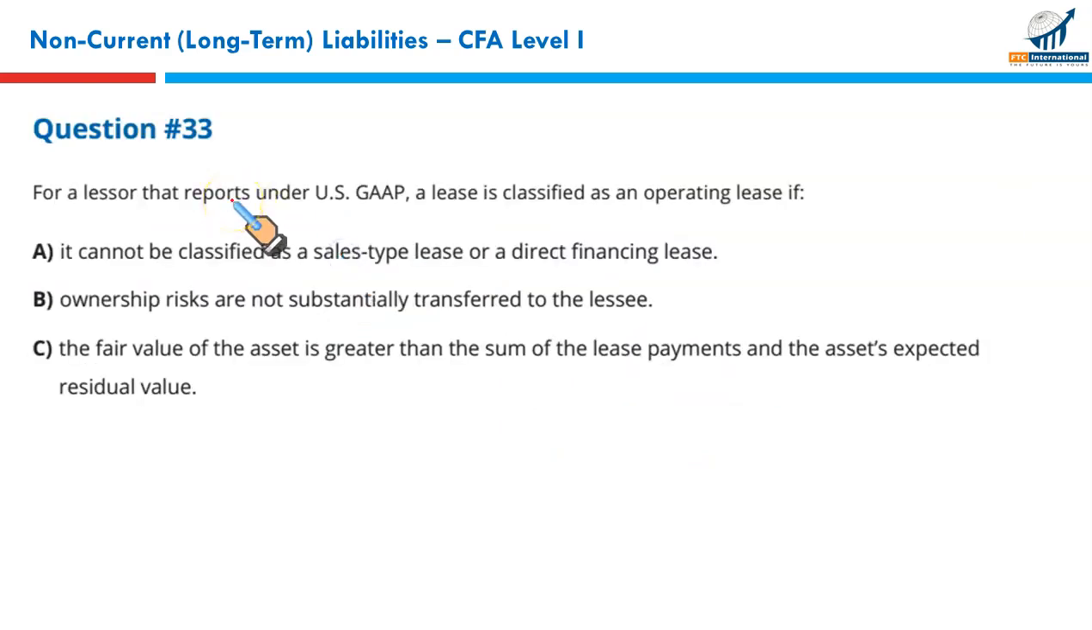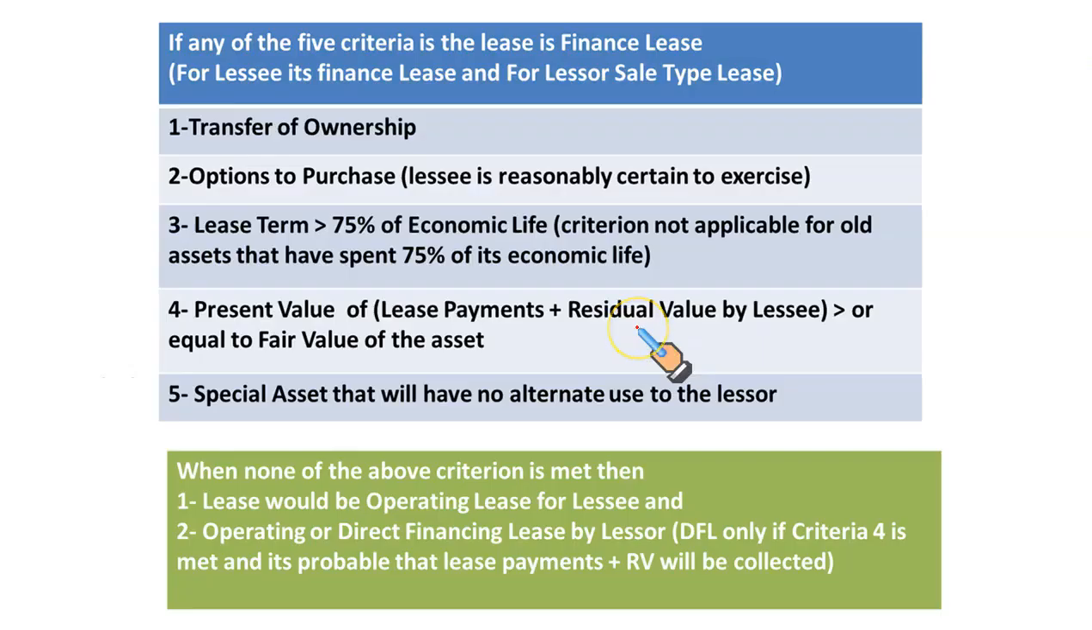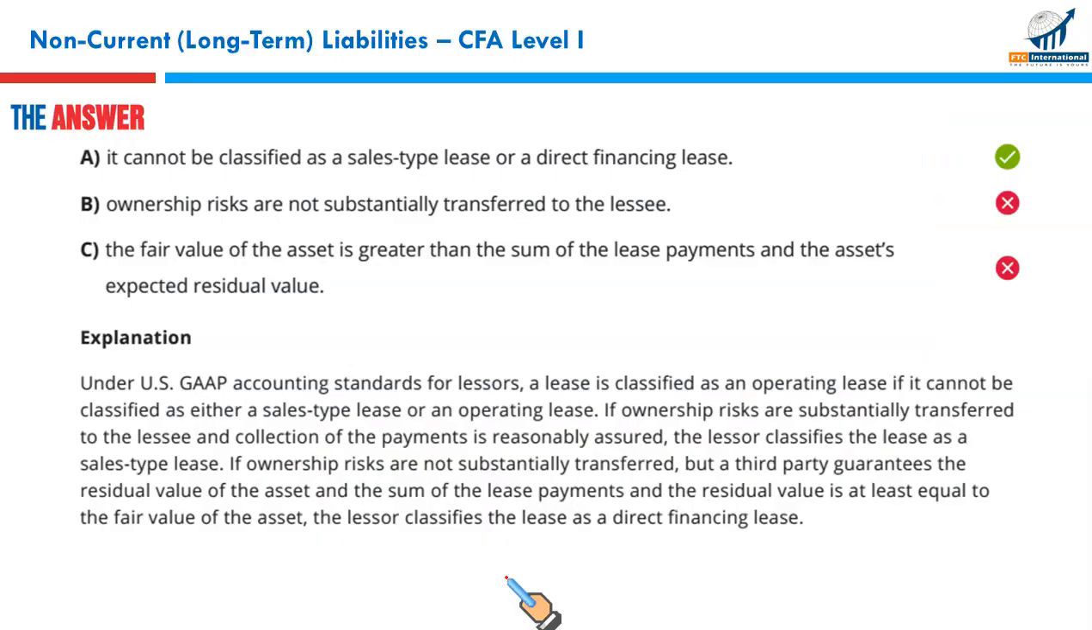For a lessor that reports under US GAAP, a lease is classified as an operating lease if it cannot be classified as a sales-type lease or a direct financing lease. Exactly, that's what we discussed earlier. If none of these criteria is met, then a lease is classified as an operating lease. A direct financing lease applies only if this fourth criterion is met and it is probable that the lease payments plus residual value will be collected. So it will be designated as an operating lease if none of these criteria is met and it is not a direct financing lease either. So that makes A the correct option.